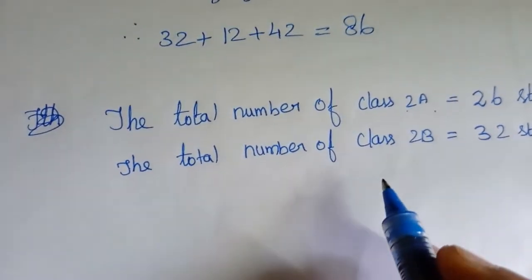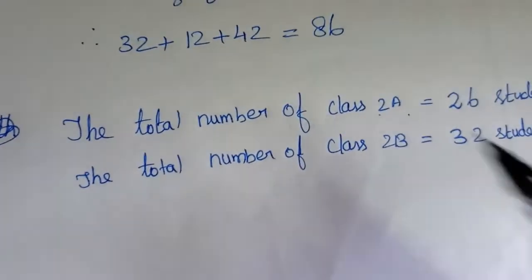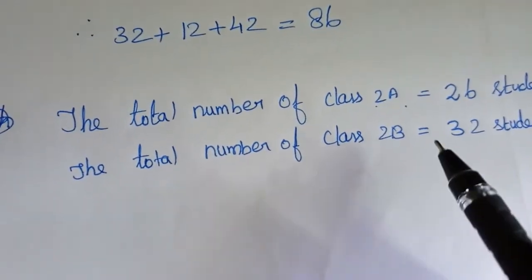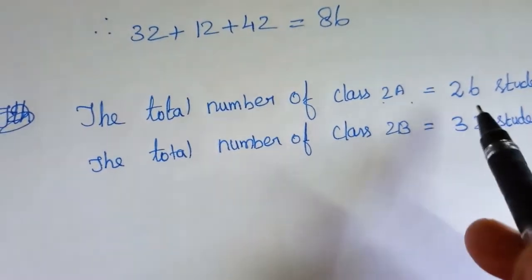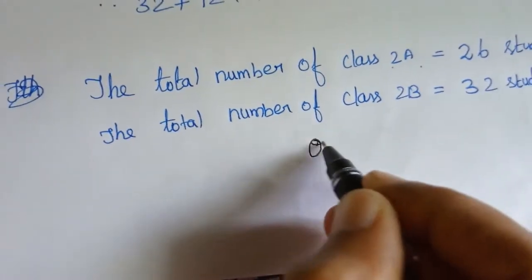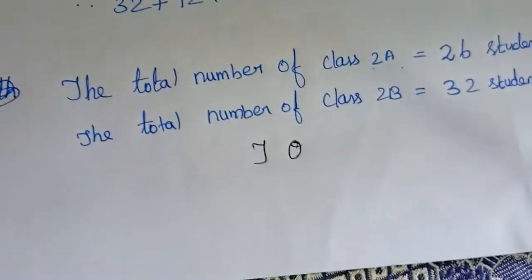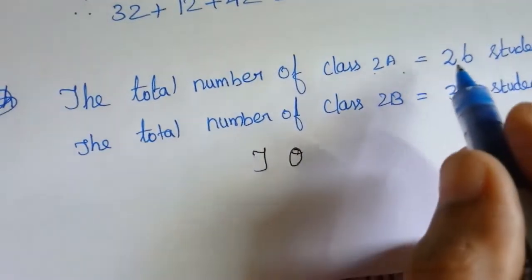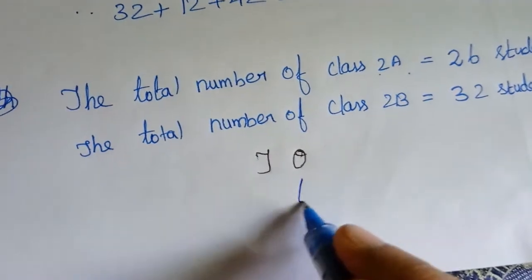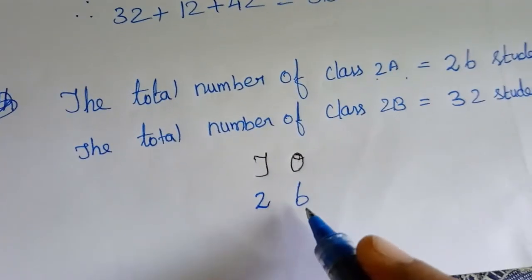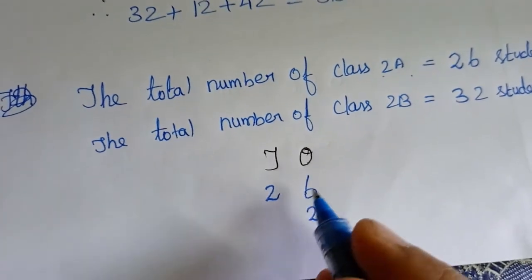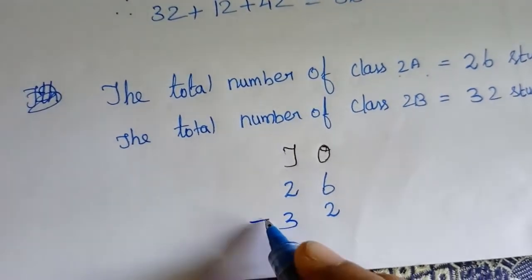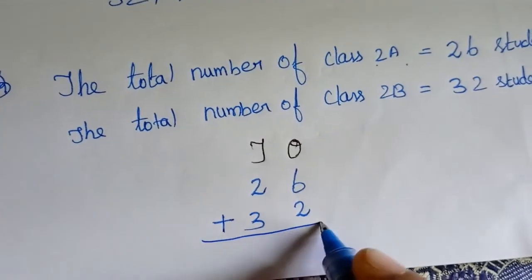So these two numbers are two-digit numbers. They have the ones place value and the tens place value. So the first number, the ones value is 6 and the tens value is 2, and the second number, the ones value is 2 and the tens value is 3. So you have to add these two numbers.